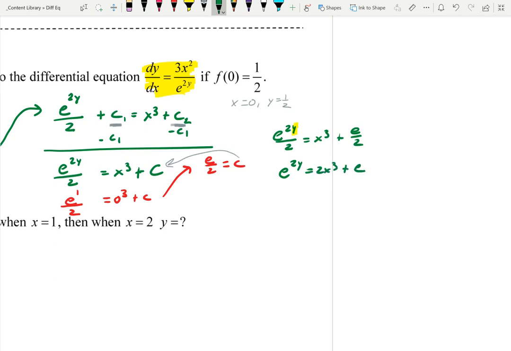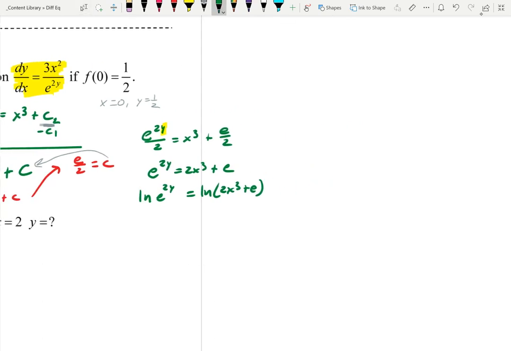Next, to get the y out of the exponent, I'm going to take the natural log on both sides. When you take the natural log of a sum, there's no rules for logs to separate that. So it just becomes ln of the entire side, 2x cubed plus e. What does this turn into? Well, the natural log and the e are inverses. They undo each other. So I'll have 2y on the left, ln of 2x cubed plus e on the right.